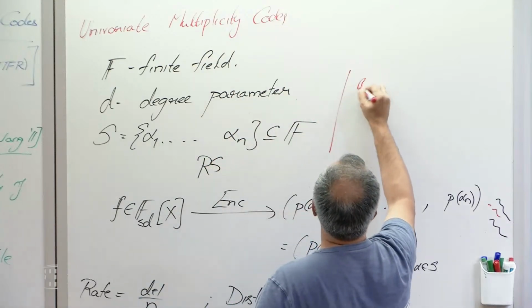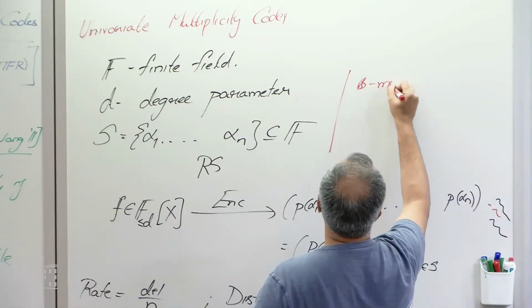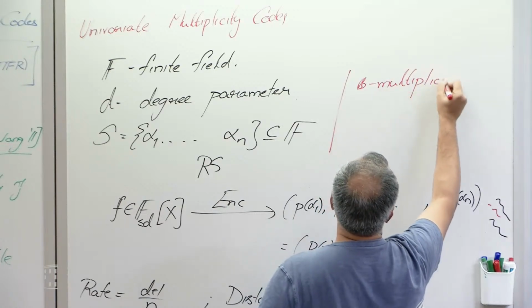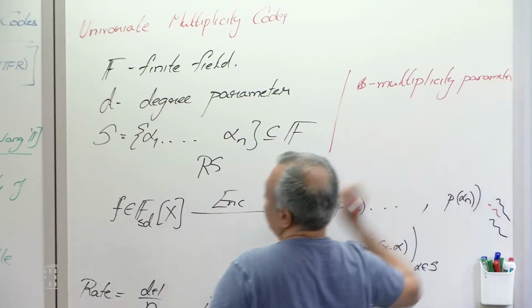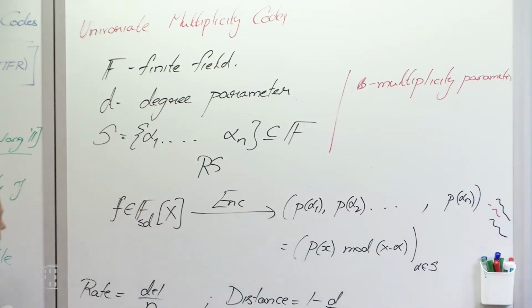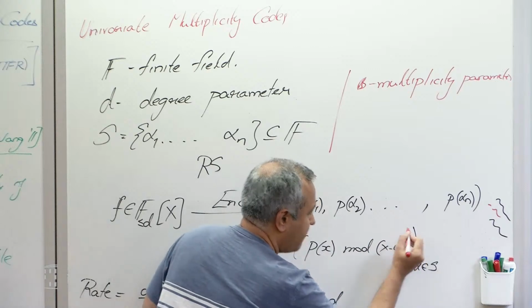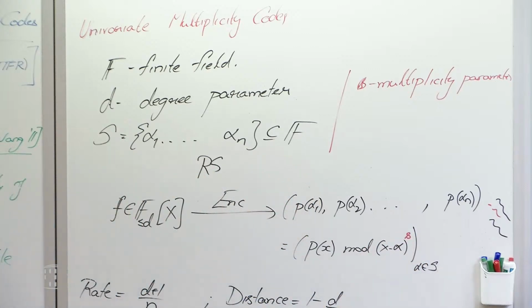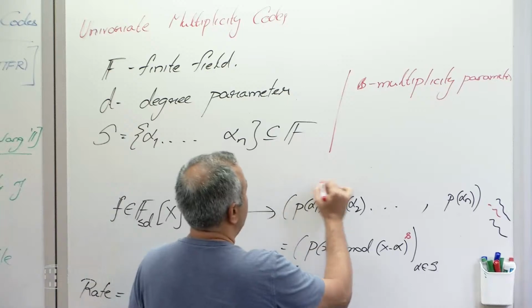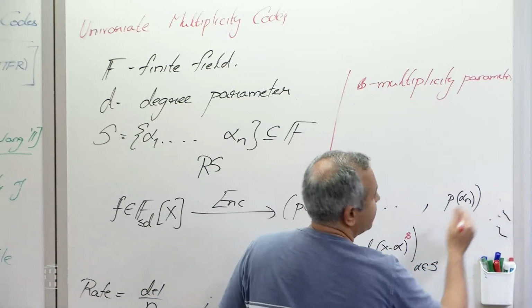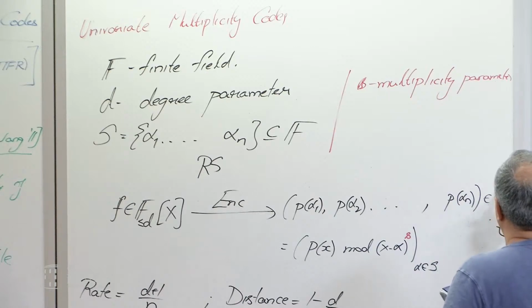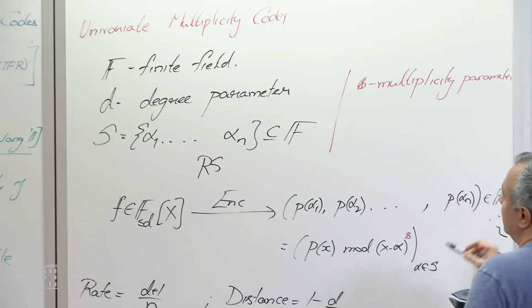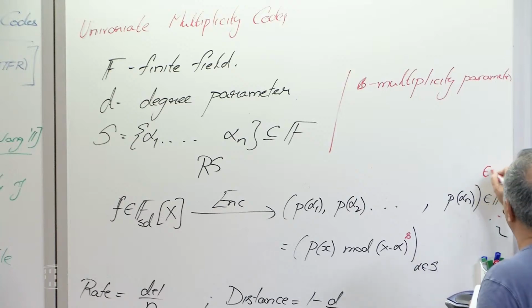There is one extra parameter, which is the multiplicity parameter. The setting is going to be similar, and what we will give is now p of x mod (x minus alpha) to the power s. That's what the alphabet is going to be, so the encoding is going to come from that. So in the Reed-Solomon world, this was living in F to the n. In the multiplicity world, this will live in F to the s, to the n.